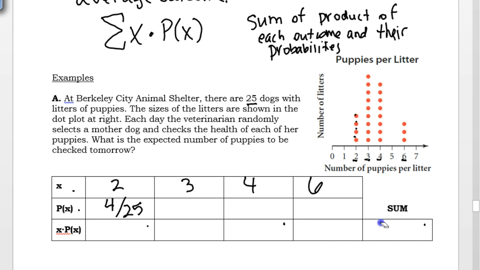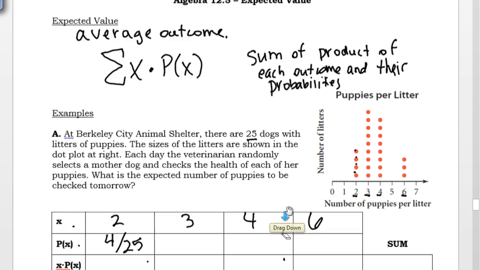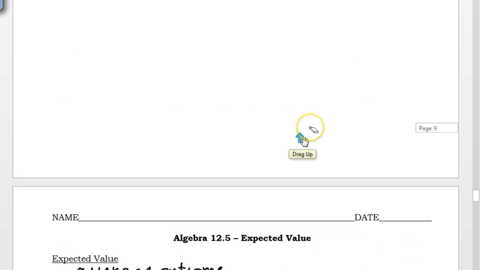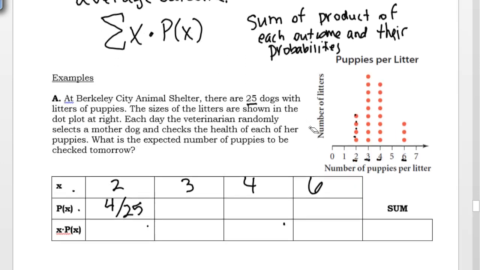So let's continue along those lines. So for 3, I have 1, 2, 3, 4, 5, 6, 7, 8, 9 out of 25 of my litters have 3 puppies. And that would be 8 out of 25 of the litters have 4 puppies. And 3 out of 25 of the litters have 6 puppies.